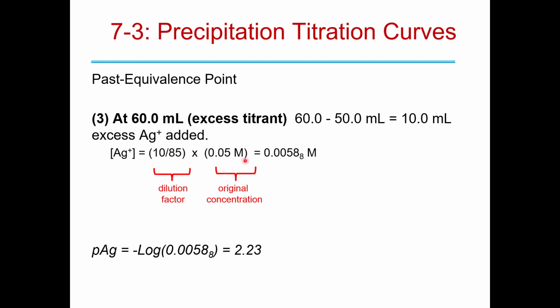And then we're going to multiply by the molarity of our titrant. So we know what the molarity of our titrant is. It's 0.05 molar silver nitrate. So we multiply that by the dilution factor. Basically this is just a dilution equation problem, taking the volumes and so forth and solving for the silver ion concentration. So 0.00588 molar.